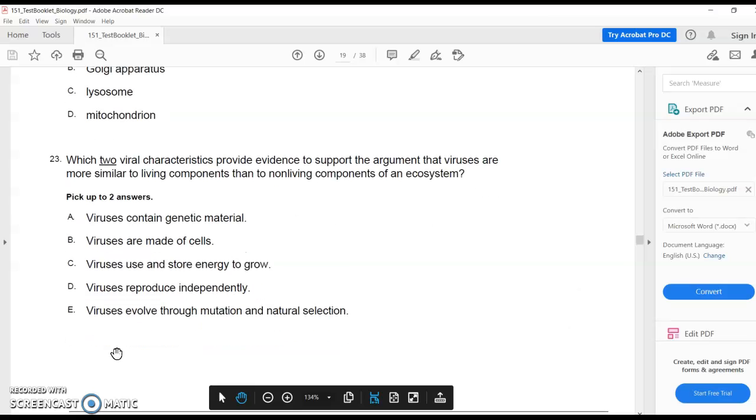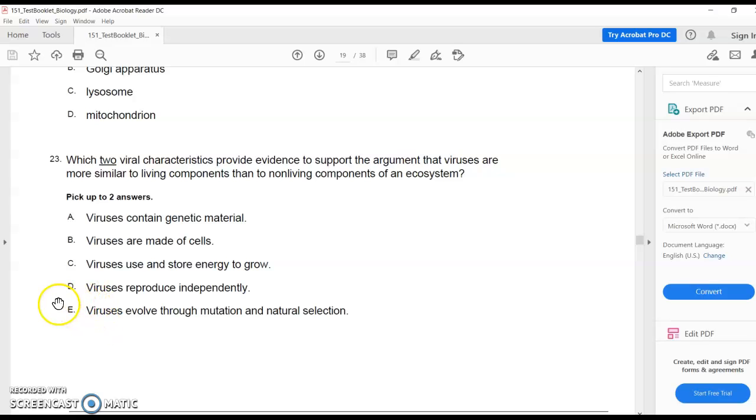23 is a multiple select. So you're looking for characteristics that help support the argument that viruses are more similar to living components than non-living, which we argued against or for early on in the semester. So your two correct answers would be A and E.